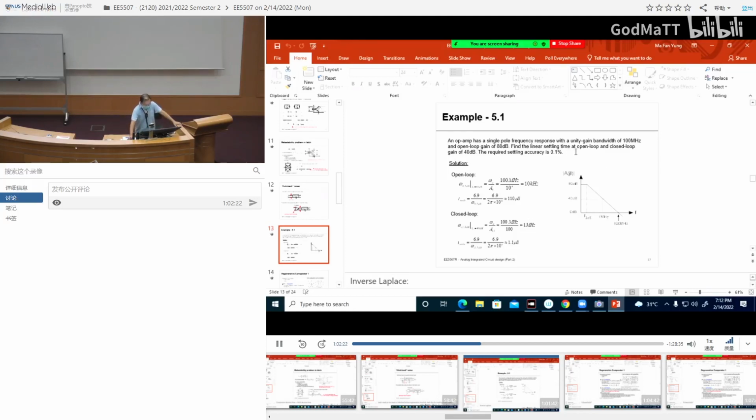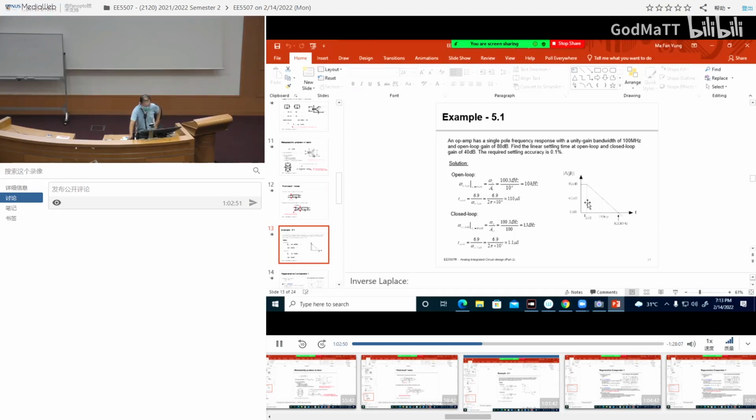Okay, so that was the settling time for open loop. Now what about closed loop? That means now I use this op-amp in a closed loop with a closed loop gain of 40 dB. Once my closed loop gain is 40 dB, my effective closed loop pole also changes. From 10 kilohertz it will change to 1 megahertz.